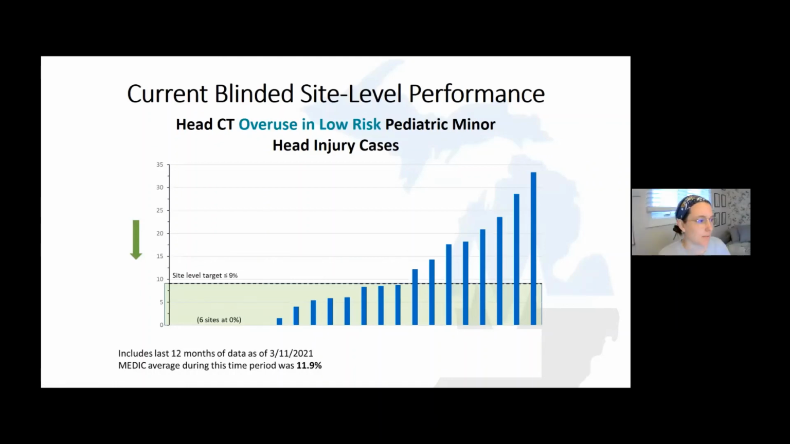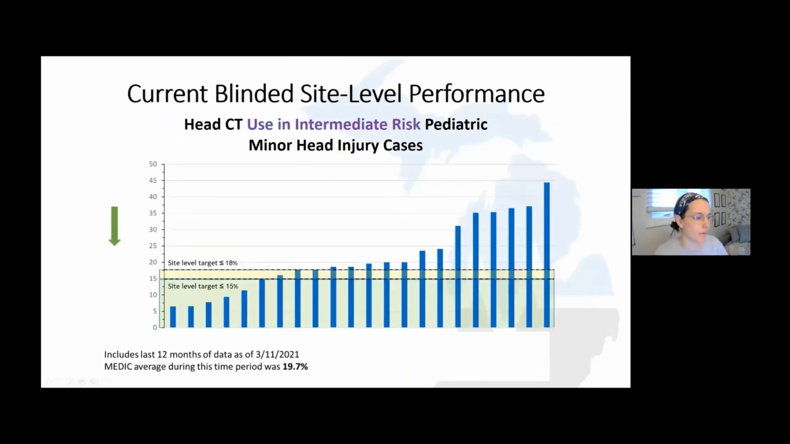So these next graphs you're about to see, this is the last 12 months of performance up to when the data registry paused with the transition to Arbor Research. So you can see here, these are the statistics for the overuse. In particular, today we're going to focus more on the intermediate risk group. One thing I wanted to point out, our current collaborative-wide target is less than 18%. Your site level target for this year is less than 15%.